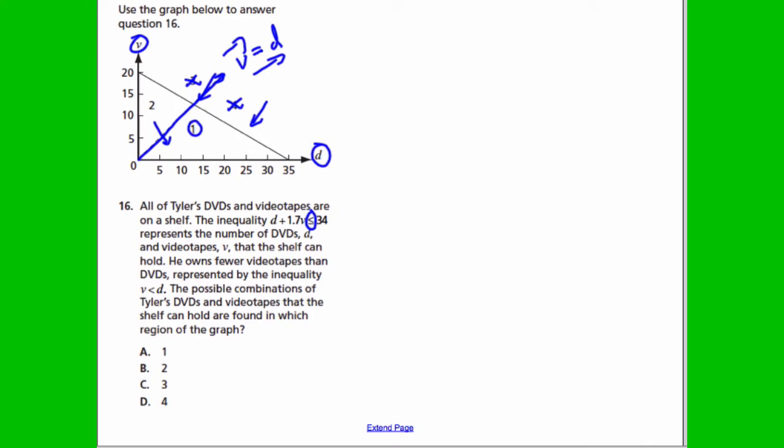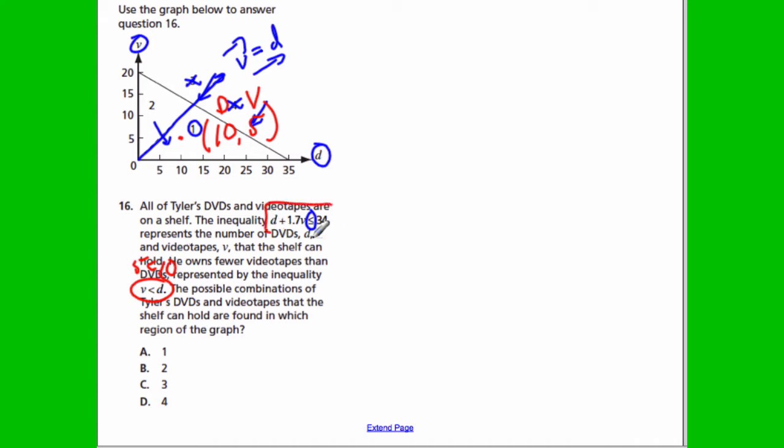Let's just verify real quick by picking some kind of point. Pick 10, 5. We got the coordinate (10, 5), where 10 is our number of DVDs and 5 is our number of videotapes. Does this part hold true? Is 5 less than 10? Yes, so we're okay there.